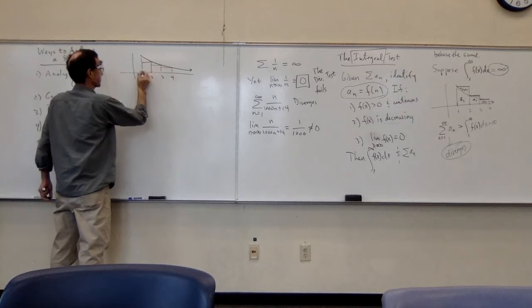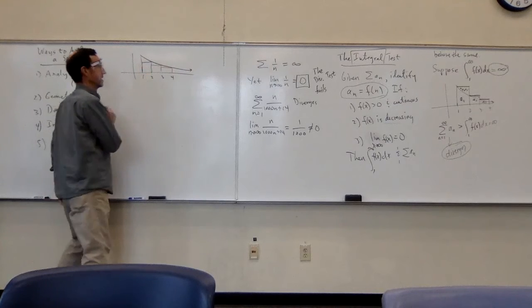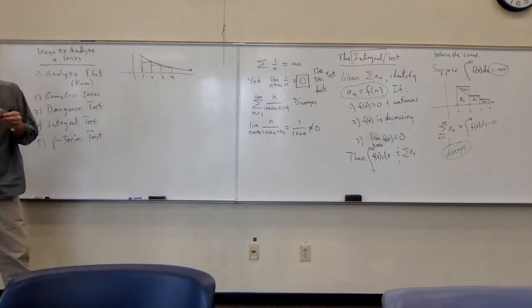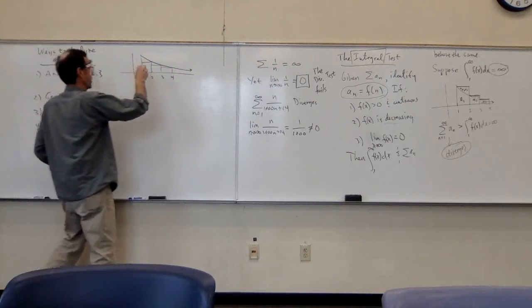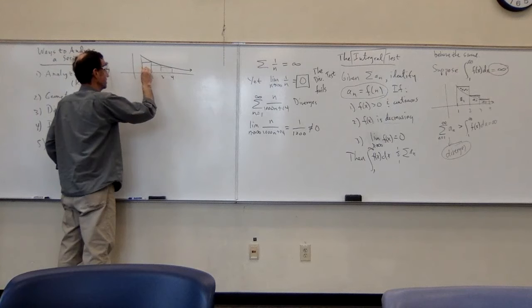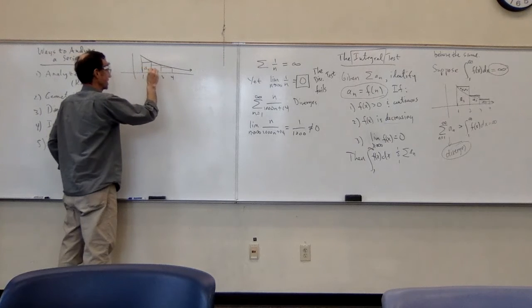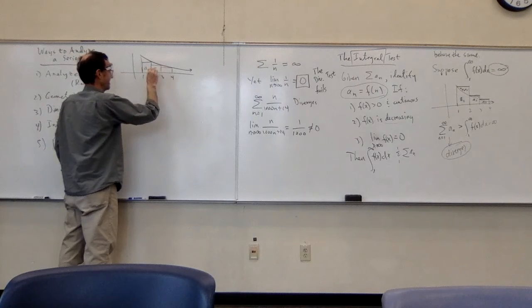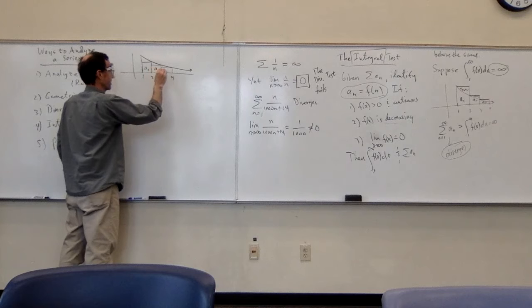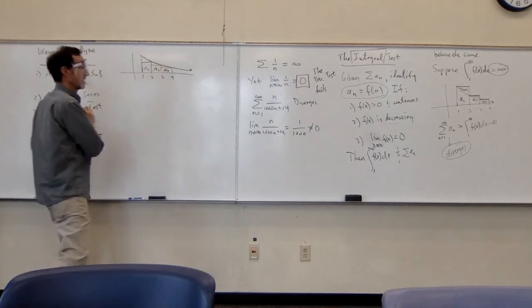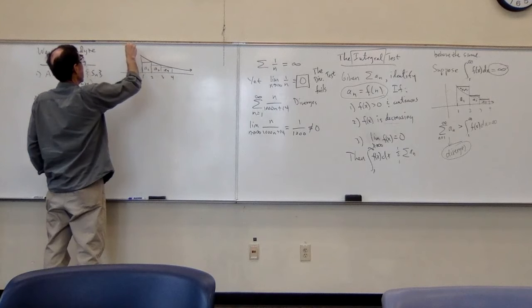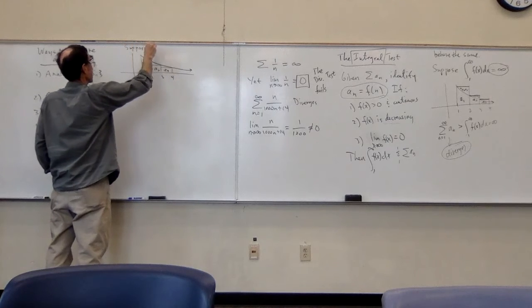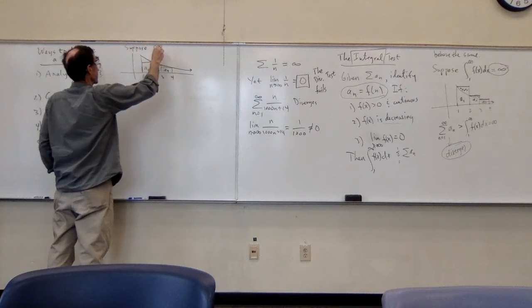How much area is in this first rectangle? How tall is it? f of 2. How wide is it? 1. So the area in the first one is a sub 2. And the next one? I said it, I didn't write it. We're now looking at the case where the integral converges.